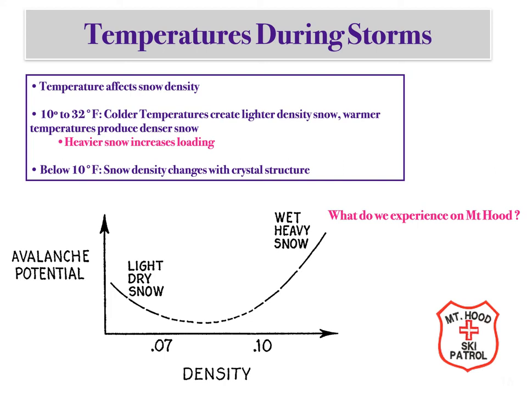Temperature will affect snow density. So if we look at temperature during storms, colder temperatures will create lighter density snow, while warmer temperatures, 20 to 32 degrees Fahrenheit, will create denser, heavier snow that increases loading. Very cold temperatures, below 10 degrees Fahrenheit, will change the crystal structure of the snow and will take a very long time to stabilize. Colder temperatures, lighter snow, but takes a much longer time to stabilize.